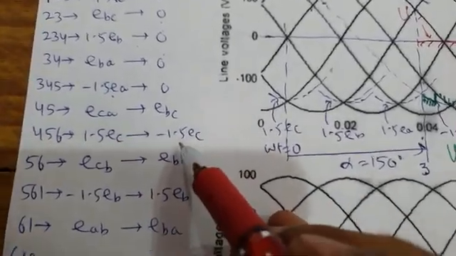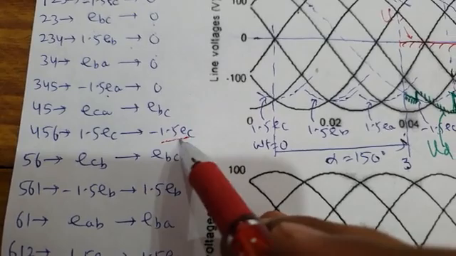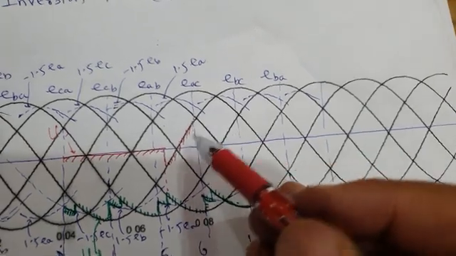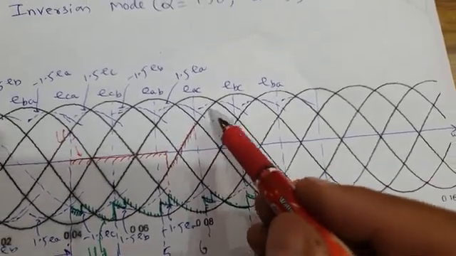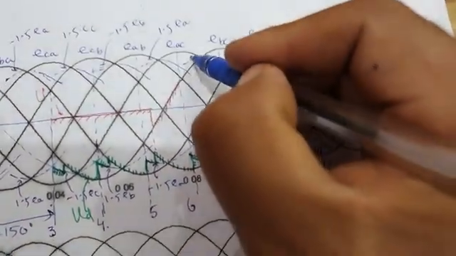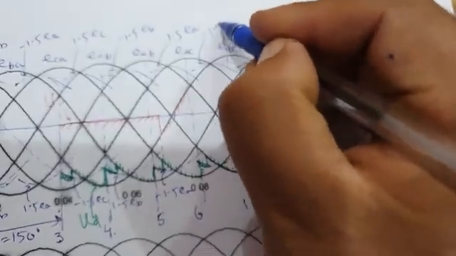After EBC, your valve voltage becomes minus 1.5 times EC. Now where is minus 1.5 times EC? Why is it minus 1.5 times EC? This is minus 1.5 times EC here. Minus 1.5 times EC.